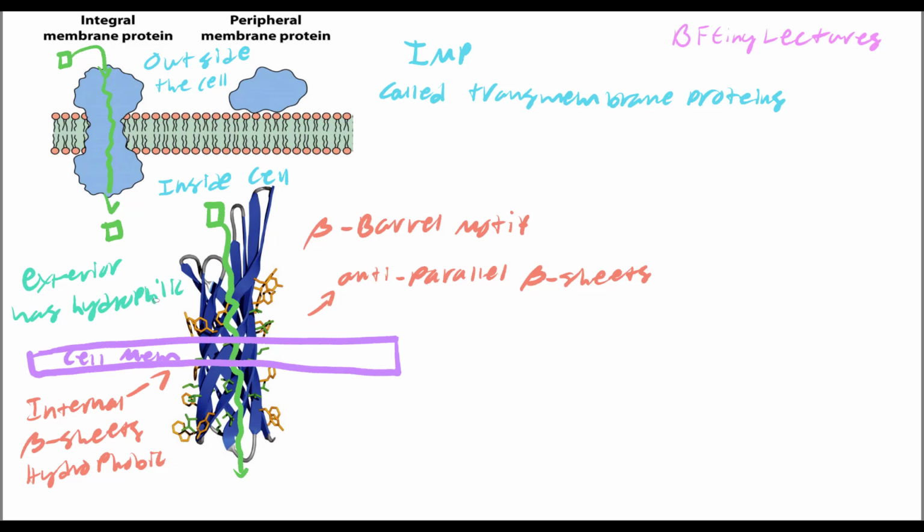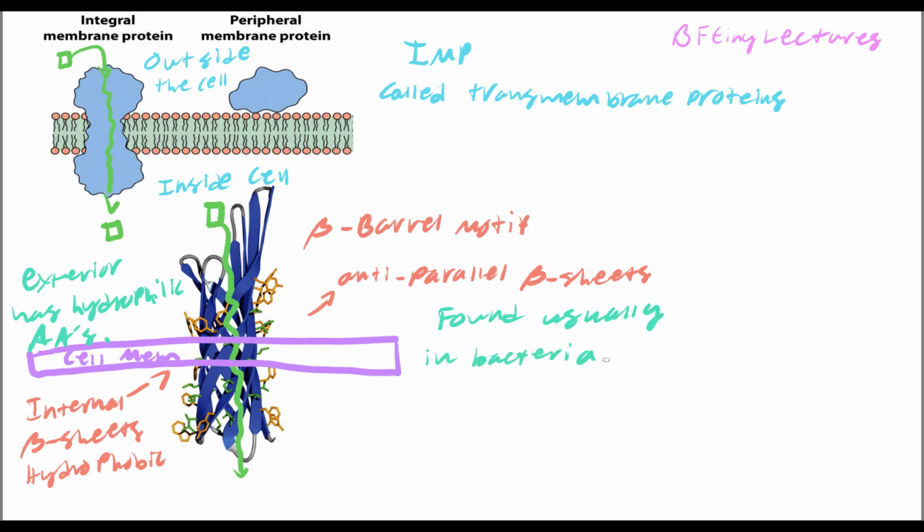That's an H, amino acids. Okay, so there you go. And where do you find the beta barrel motif? Where do you find integral membrane proteins? Well, they're usually found in bacteria.